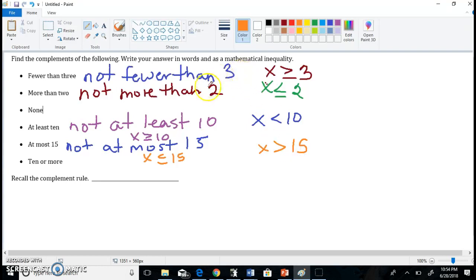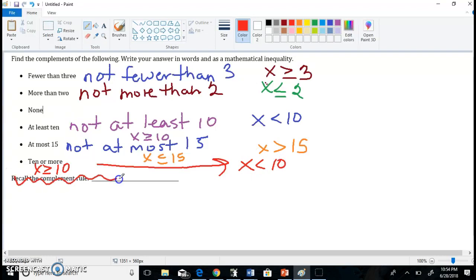Notice that the complement always has only one of them with the equality sign. So if at least 10 is greater than or equal to, then the complement is not going to have that equal to sign in it. Okay, 10 or more is greater than or equal to 10. So the complement is less than 10.